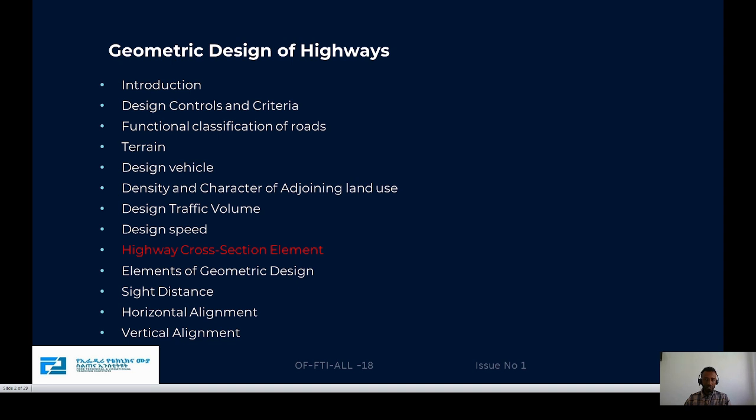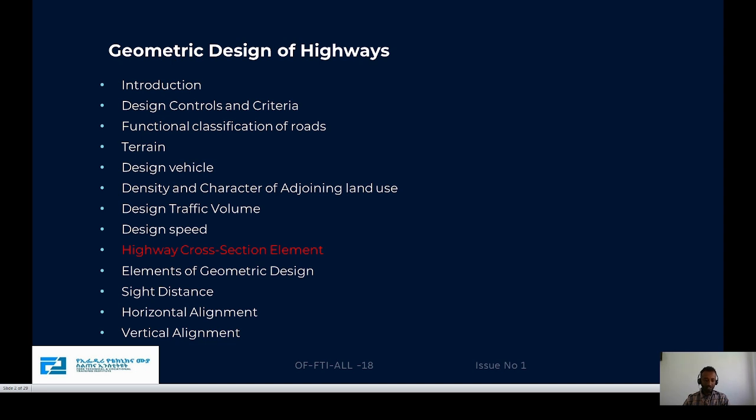And also we deal with the design vehicles. The design vehicles will alter the geometric design because of their widths, and also their loads will be related to the pavement design. The density and the characteristics also relate to the design traffic volumes, collecting the traffic composition. Also the loads will be important for the design.